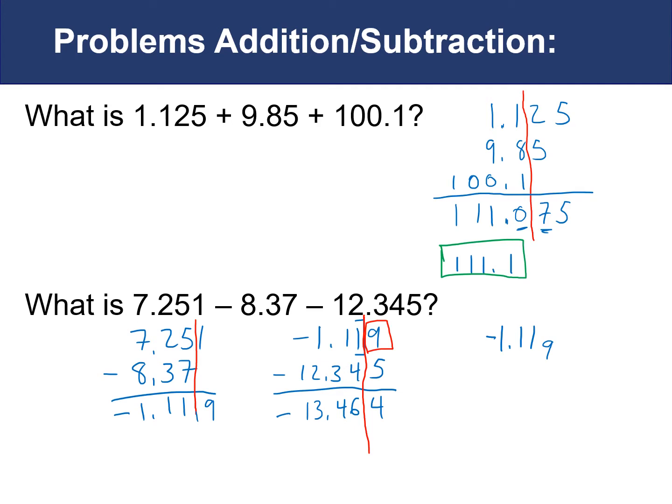So when we put this all together, our end answer would be negative 13.46. We will cut and round between the 6 and the 4, and because the 4 is less than 5, this value rounds down to a 6. So our answer would be negative 13.46.